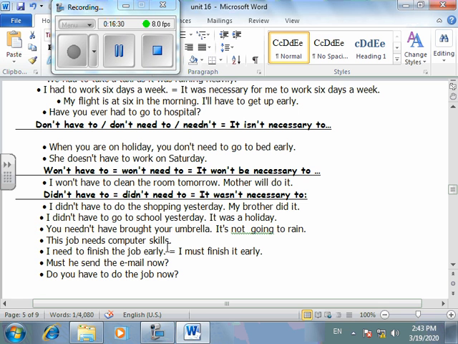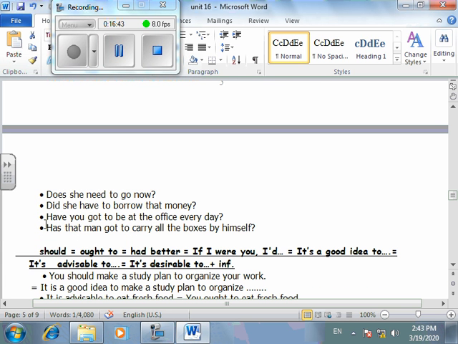This job needs computer skills. I need to finish the job early. I must finish it early. Must he send the email now? This is the question form. Do you have to do the job now? Does she need to go now? Did she have to borrow that money? It means, was it necessary for her to borrow the money? Have you got to be at the office every day? It means, do you have to be at work every day? Has that man got to carry all the boxes by himself, or does he have to carry them by himself?